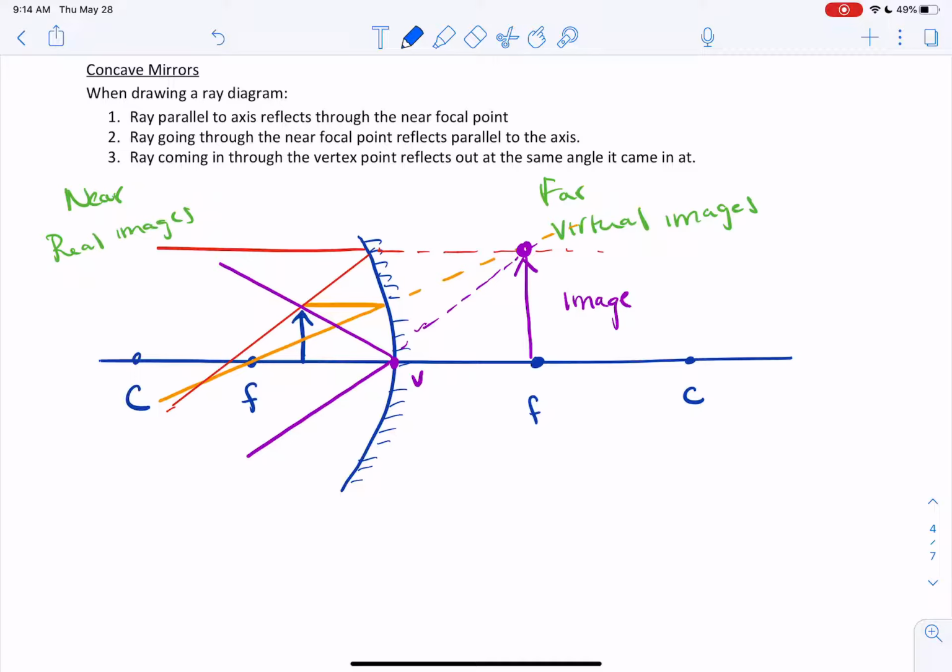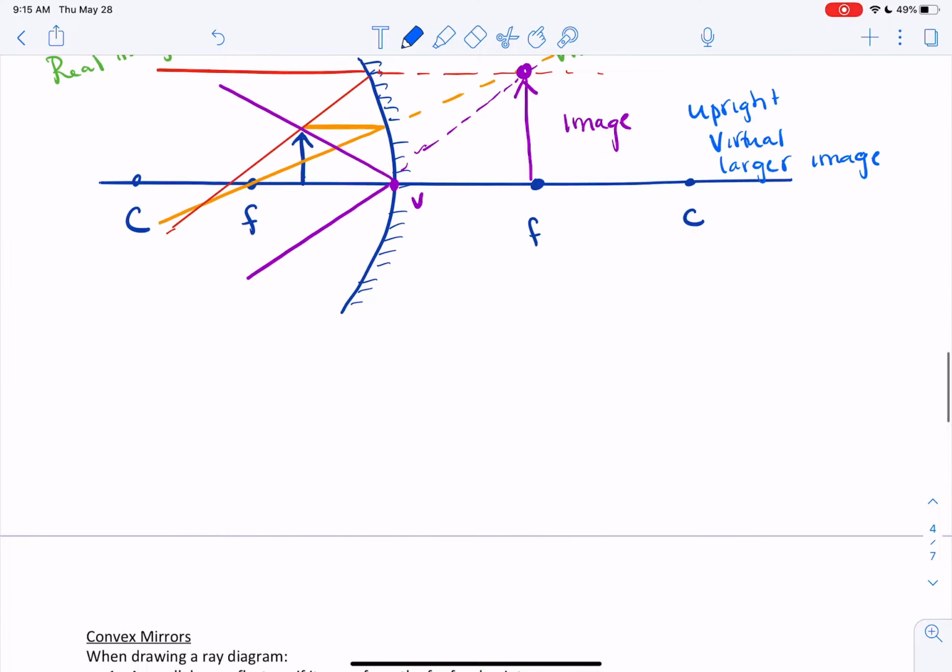So concave mirrors can produce very different images. Here we have an upright, virtual, and larger image, right? It's on the virtual side, it is upright, it is larger than our original object, okay? So this produced an upright, virtual, larger image. Let's go through the types of images that concave mirrors produce.